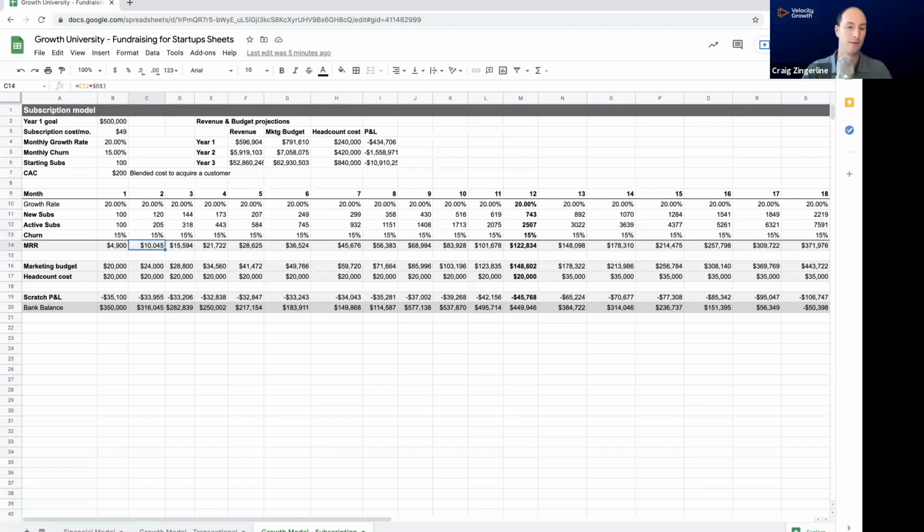Next month, we're going to be at that 10,000 mark, 15 after that, 21, 28, 36, and so on. And you can see that by the end of month 12, so at the end of this year, we will be at about $123,000 in monthly recurring revenue.